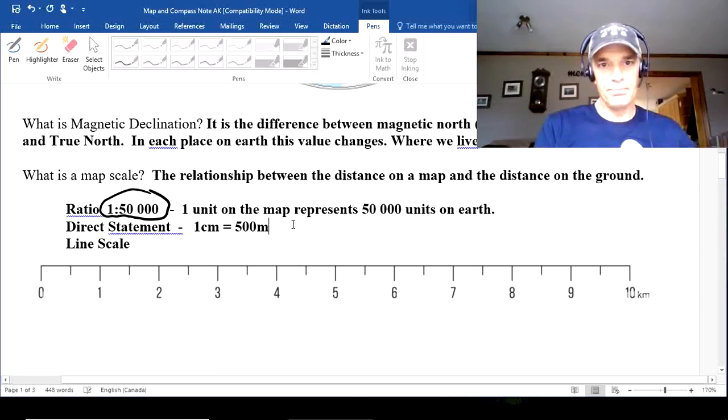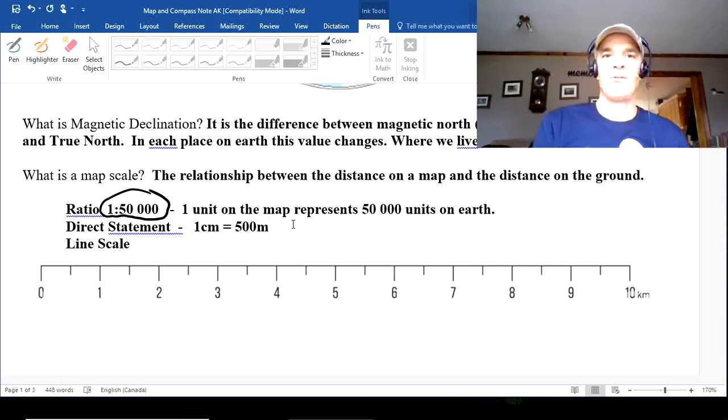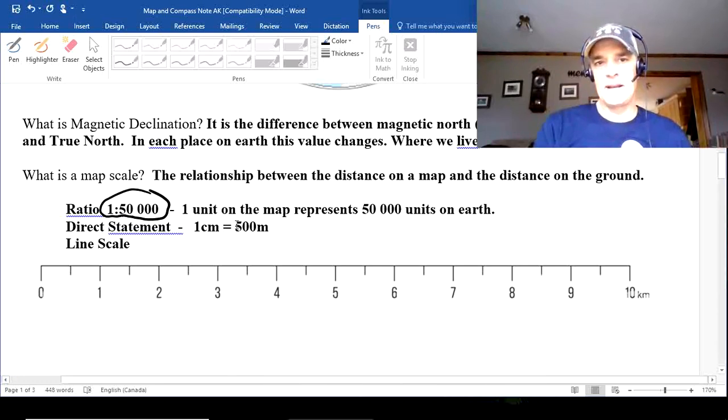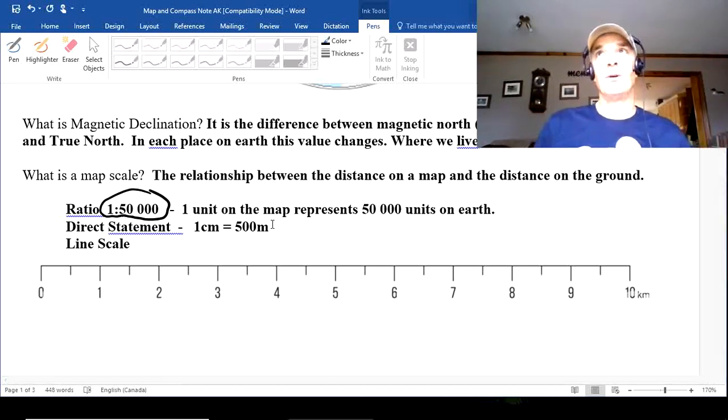Okay, and that can also be done in a direct statement. And I think most people prefer this better. So a direct statement would be saying 1 centimeter equals 500 meters, which actually is exactly the same as 1 to 50,000. So most people would prefer a direct statement. 1 centimeter on the map represents 500 meters. And that makes more sense to us because we don't think of 500 meters being 50,000 centimeters.